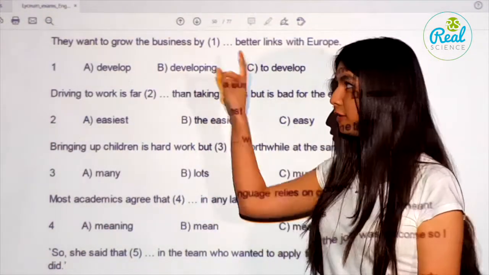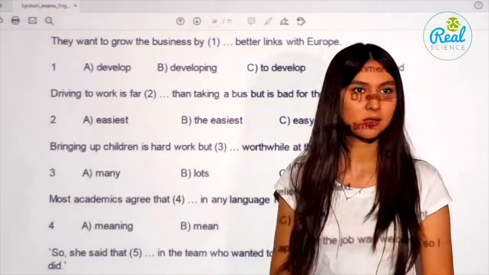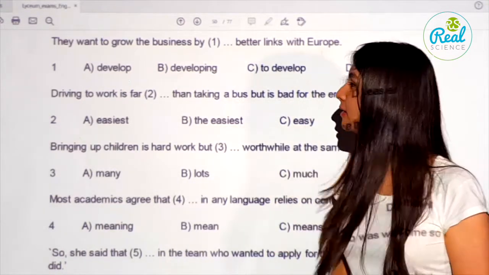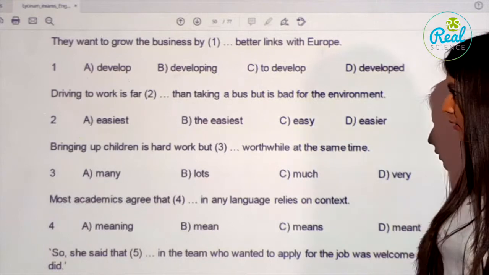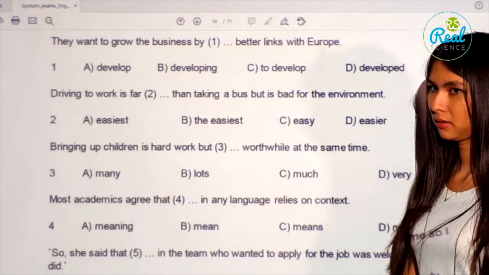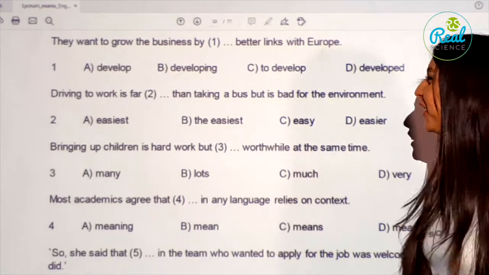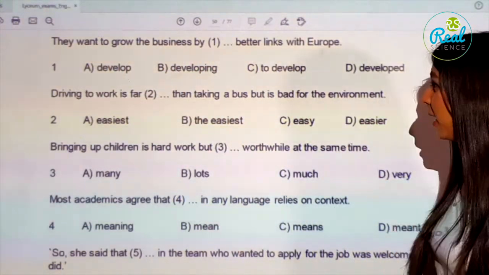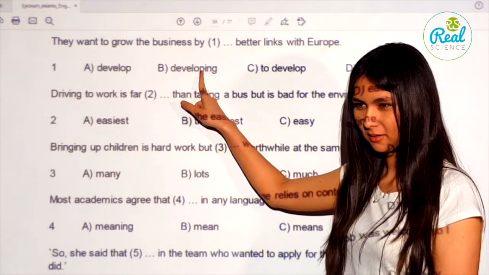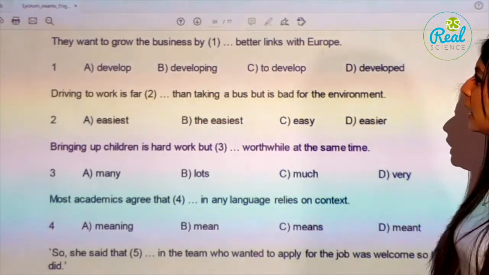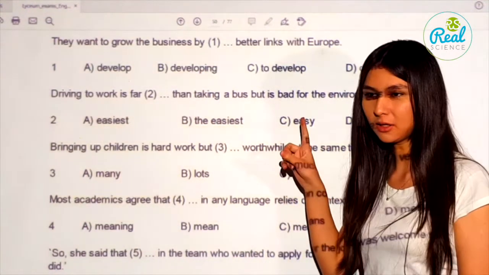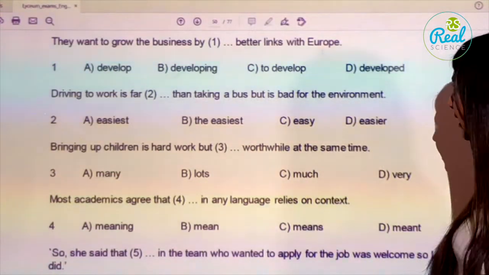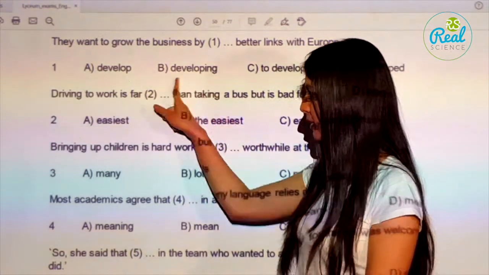In that case, let's read. Who wants to read the first one? Can I? Yes. They want to grow the business by developing better links with Europe. Answer is B. Okay, so all of you agree with this answer? Yes. They want to grow the business by developing better links with Europe. Very good. B is the correct answer.